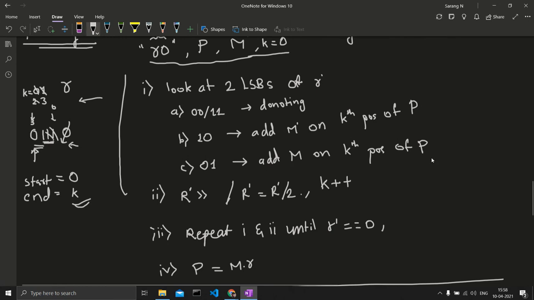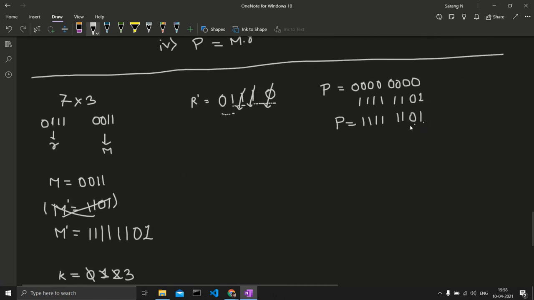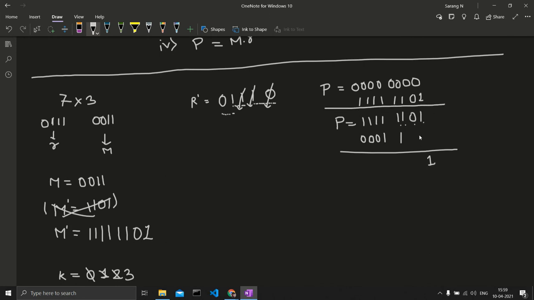Add m to the kth position. We have k is equal to 3. So kth position 0 1 2 3. At third position we have to add m. So our m is 1 1 0 0. Just to fill in, I'll add one more 0. Then I have to just add them, right? I'll get 1 here. This is different. I'll get 1 here. I'll get 0 here. I'll get 1 here.